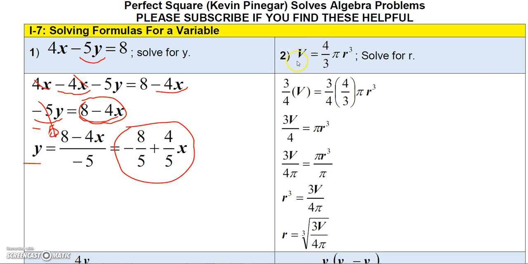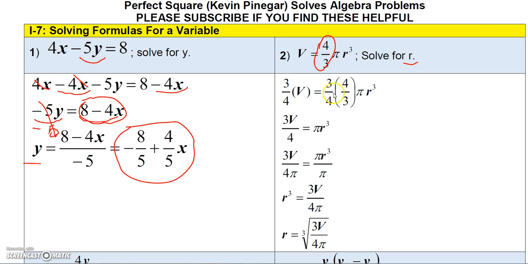Now this one is a geometry formula, kind of like volume. And so here it asks us to solve for r. So what we want to do here, first thing I'm going to do, is get rid of this 4/3 right here. And so to get rid of the 4/3, I need to multiply this side by the reciprocal of 4/3, which is 3/4. So if I multiply the right hand side by 3/4, I must also multiply on the left by 3/4.